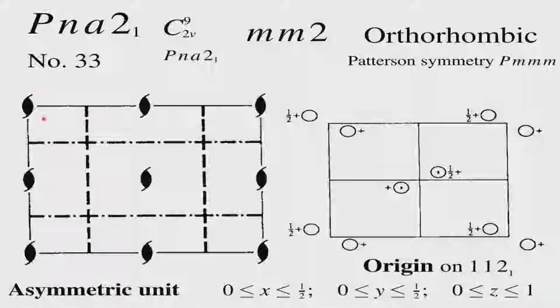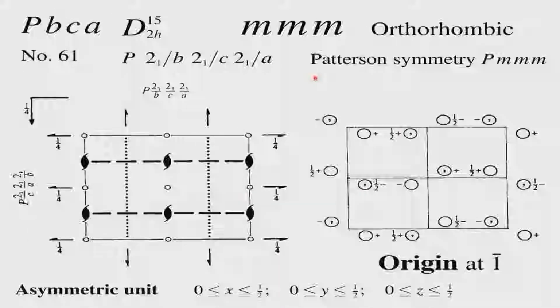So, the 2 1 screw axis in the z direction is now coinciding with the origin. That means the value of z is put equal to 0 at that point. So, this is very crucial because we have to define the origin term very clearly.